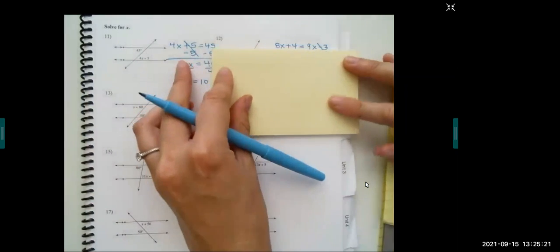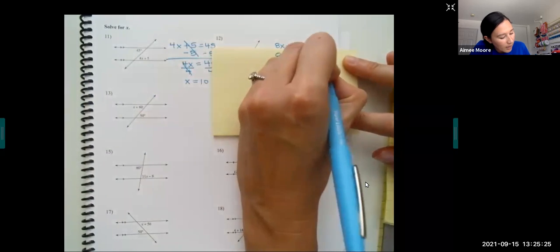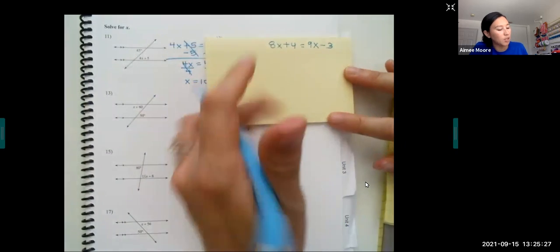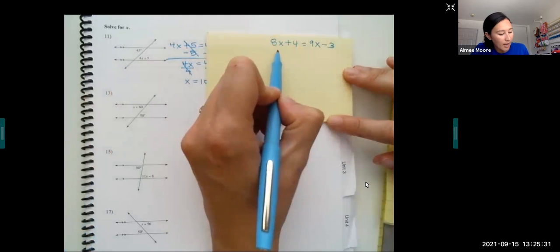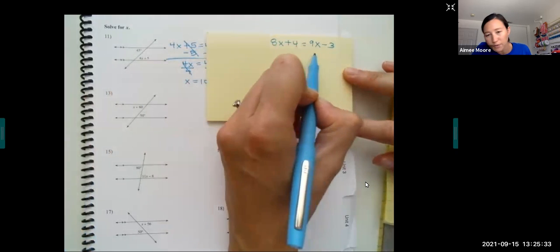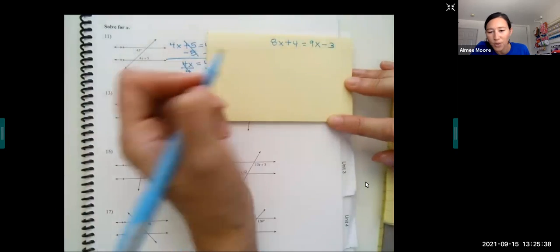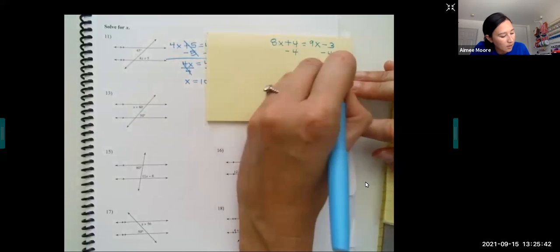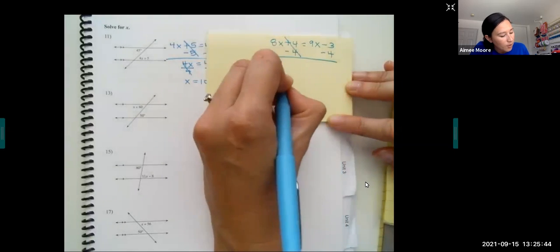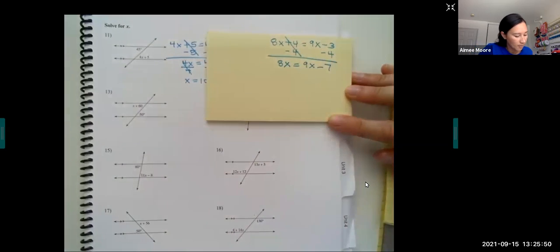So let's go back here. Let me just write it down: 8x plus 4 equals 9x minus 3. There's lots of things we could have done. We could have subtracted 8x, we could have subtracted 4, or we could have subtracted 9x. I just happened to add 3. It doesn't matter the order you do it, you'll still get the same answer. So if you subtract 4 from both sides, those cancel out, leaving you with 8x, which equals 9x minus 7.